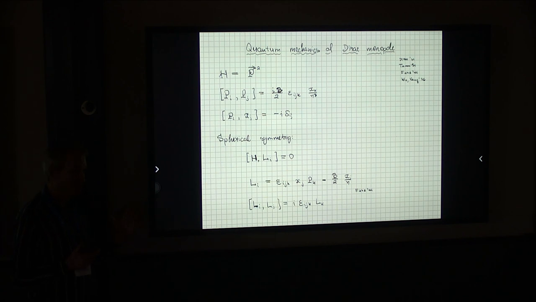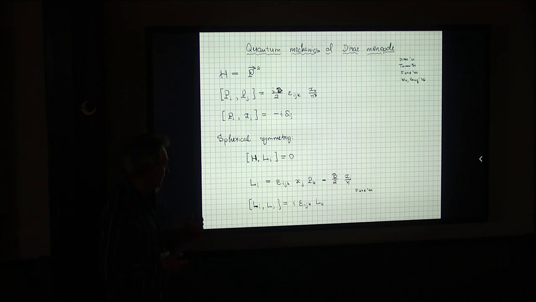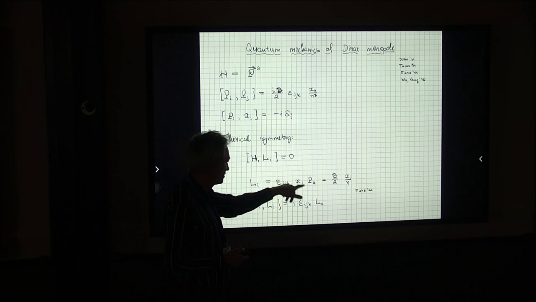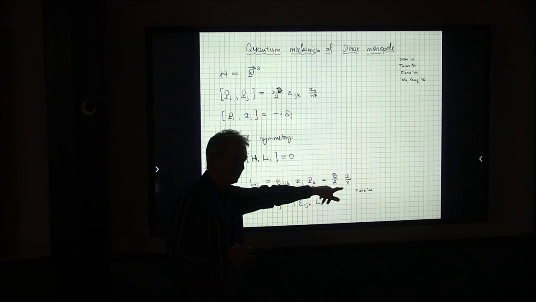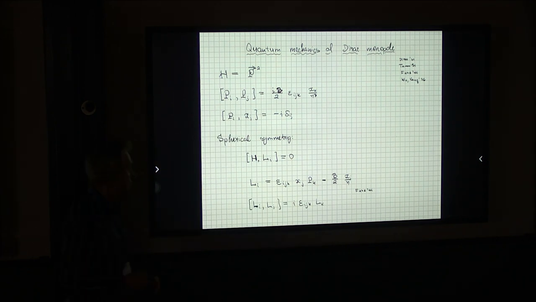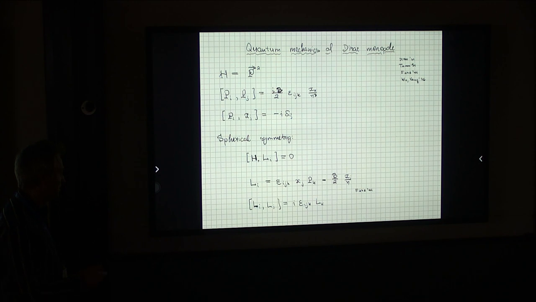It is momentum squared, but it's a covariant momentum, so it doesn't commute in the field of the magnetic monopole. An important feature of the Dirac monopole is its spherical symmetry, right? The magnetic flux is spherically symmetric. So one can define an angular momentum operator. It has the usual form x cross p, but there's also an extra term one needs to add. This was noticed by Fierz 80 years ago.